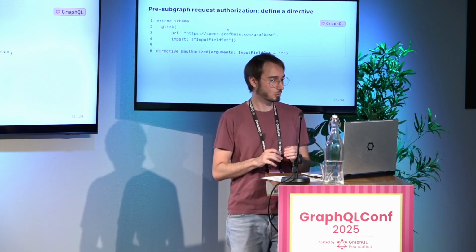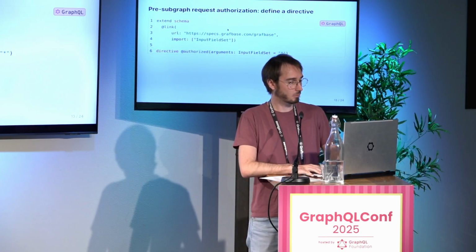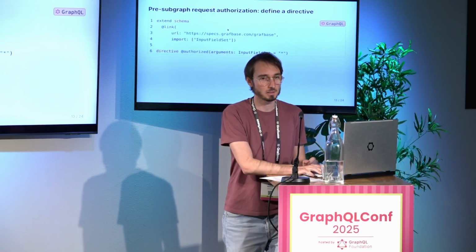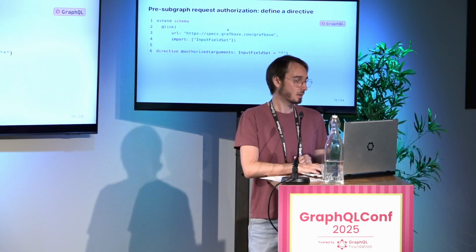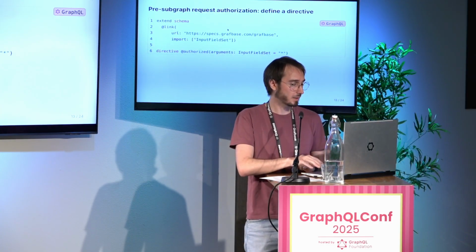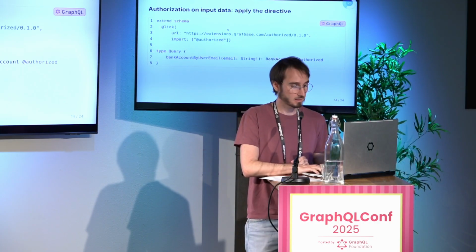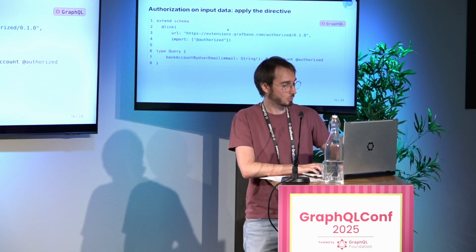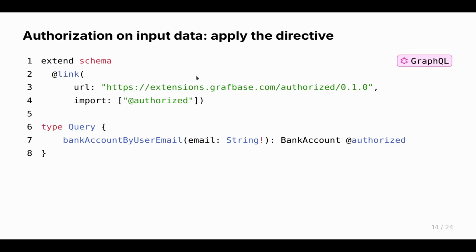So we want to do input validation. And for that, we import a special scalar called input field set. We define our directive. That's in the extension, it has its own definitions. And we take all the arguments by default. Then we apply that directive we just defined. So we call it authorized. We apply it to bank account user by user email, which takes an email, and it's an authorized field.